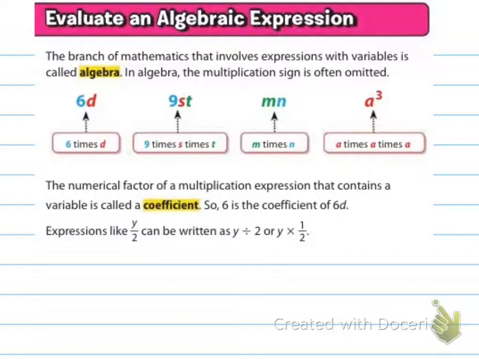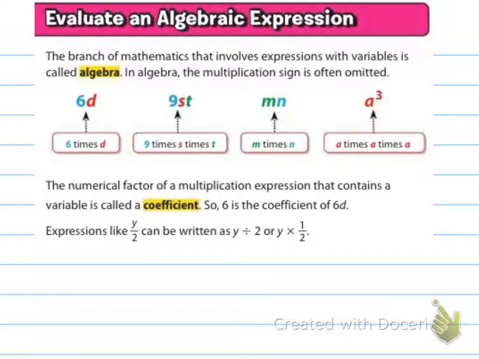Now, a to the third power would be a times a times a. The numerical factor of a multiplication expression that contains a variable is called a coefficient. So 6 is the coefficient of 6d. So it's the number that goes with the letter. So it's 6 times d, 6 is the coefficient.